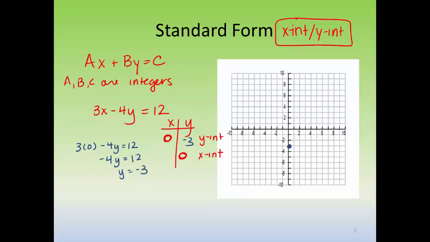That's my y-intercept. I repeat the process, but I'm going to put 0 in for the y value. That means 3x minus 4 times 0 equals 12, or 3x equals 12, and x equals 4. There's my x-intercept. So when we have our standard form, it makes it really easy to graph a line. I only need these 2 points. It tells you where it crosses the x and y axis.